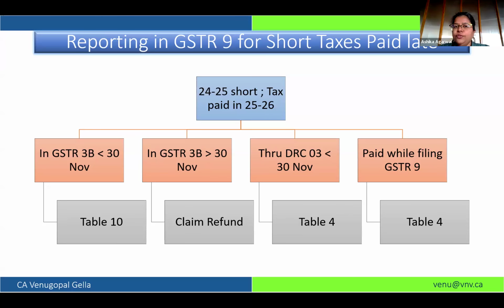Now coming to the part of GSTR 9. As you would have heard me, I was talking about part 5 of GSTR 9. So if there is a case of spillover, it is reported in part 5 of GSTR 9. But if it is a case where you have made the payment through DRC 03, then it belongs to that year itself, 24-25. This is just basically to explain how things will be reported in your R9 or what you should do.